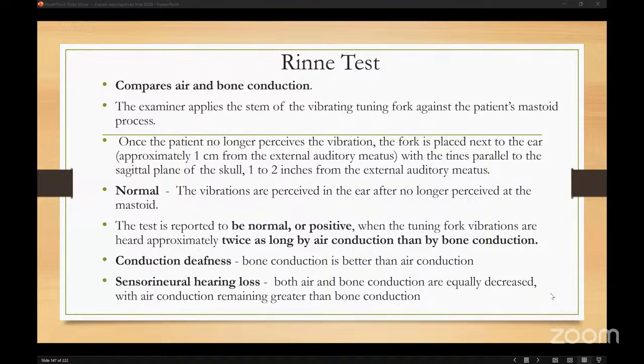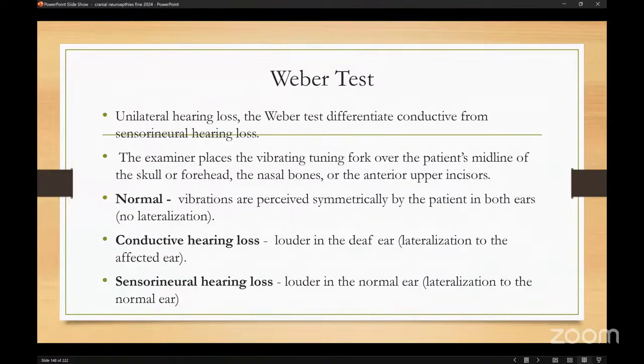For the next test, that is Weber's test, you put the tuning fork in the midline of the skull or forehead. If the right ear hears it better, then the problem is either a conductive hearing loss in the right ear or a sensory neural hearing loss in the left ear. If somebody is hearing better on the right side, either there is a conductive hearing loss on the right side or there is a sensory neural hearing loss on the left side. That is Weber's test conclusion.